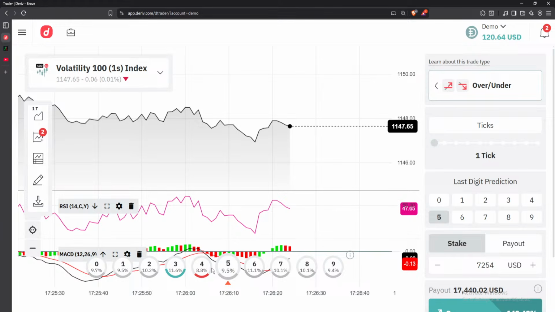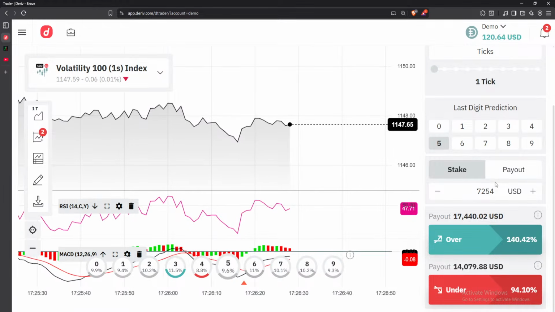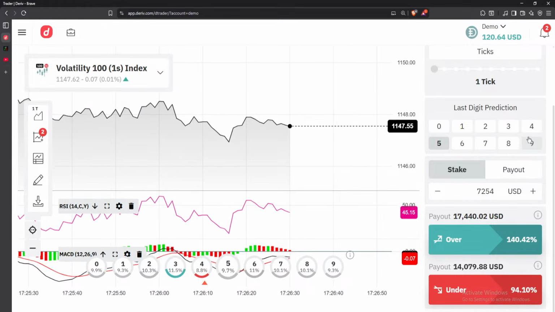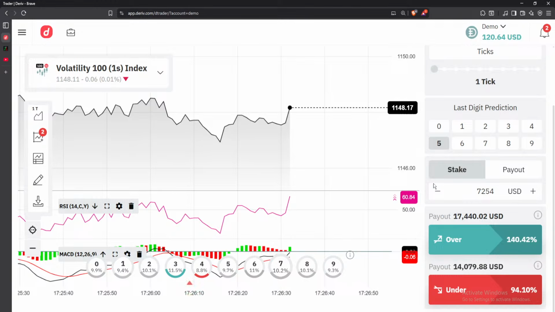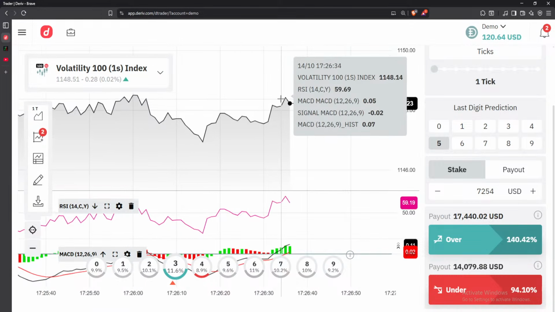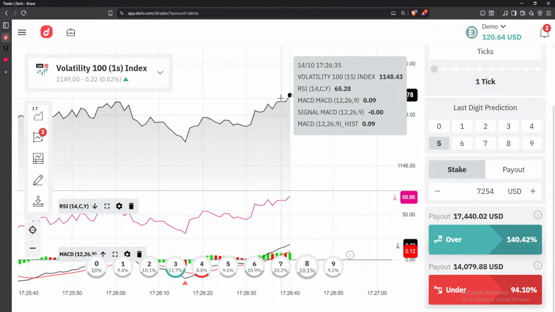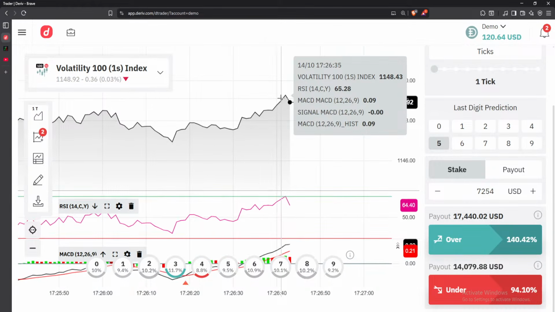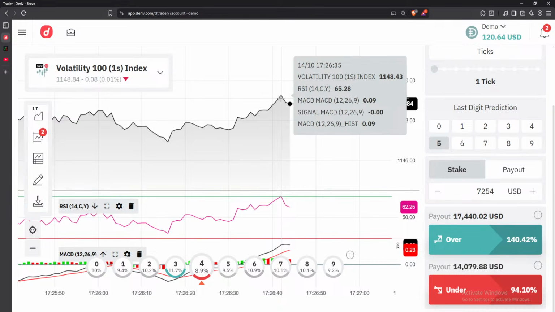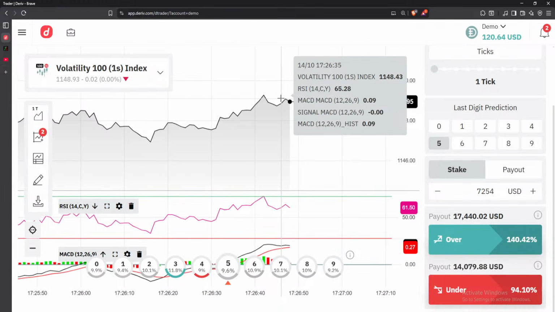Again, what number of ticks should you use? Always use 1 tick. Don't use 2, 3, 4, or 5. Always use 1 tick whenever you're trading over 2, or basically over under. Volatilities are markets that move really quickly, so you want to ensure your trade is executed in the shortest amount of time. So press over 1 and ensure you select 1 tick.